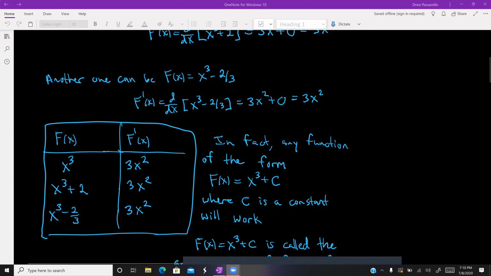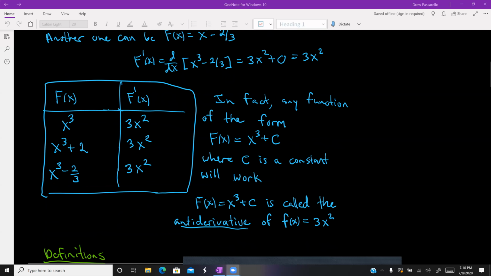In fact, there are an infinite number of functions where this is the case. And it's going to be any function of the form x cubed plus c, where c is a constant. All right, because that will always give us a derivative of 3x squared. Now the x cubed plus c, so that's capital F of x equal to x cubed plus c. That general form is called the antiderivative of the function f of x equal to 3x squared.